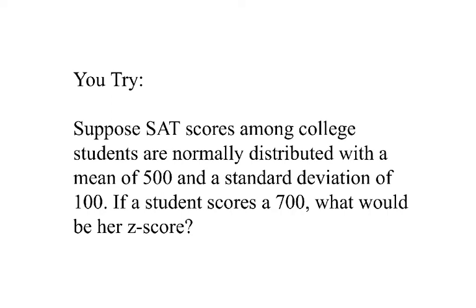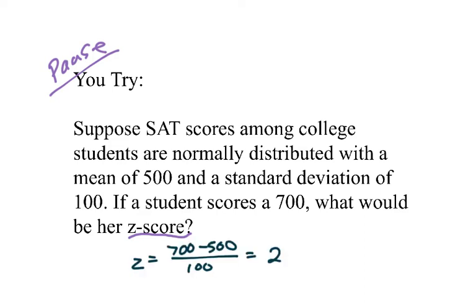All right, so suppose SAT scores among college students are normally distributed with a mean of 500 and a standard deviation of 100. If the student scores a 700, what is her z-score? So for this one, you're just going to find the z-score. So go ahead and try this and pause the video once you've got it. All right, so you should get 2 as your answer.